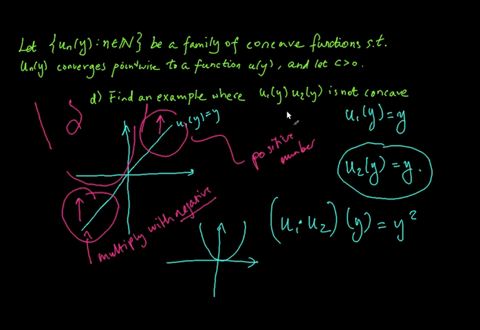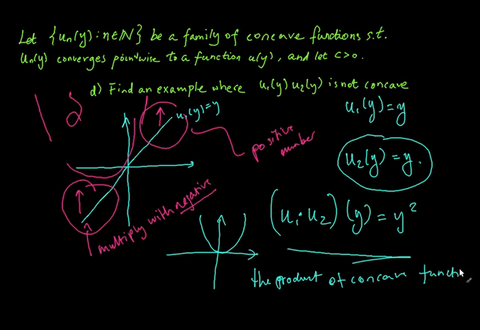So finding an example where u1 times u2 is not concave was not very hard. We can just consider u1 equals u2 equals y, and this tells us that the product of concave functions is not necessarily concave.